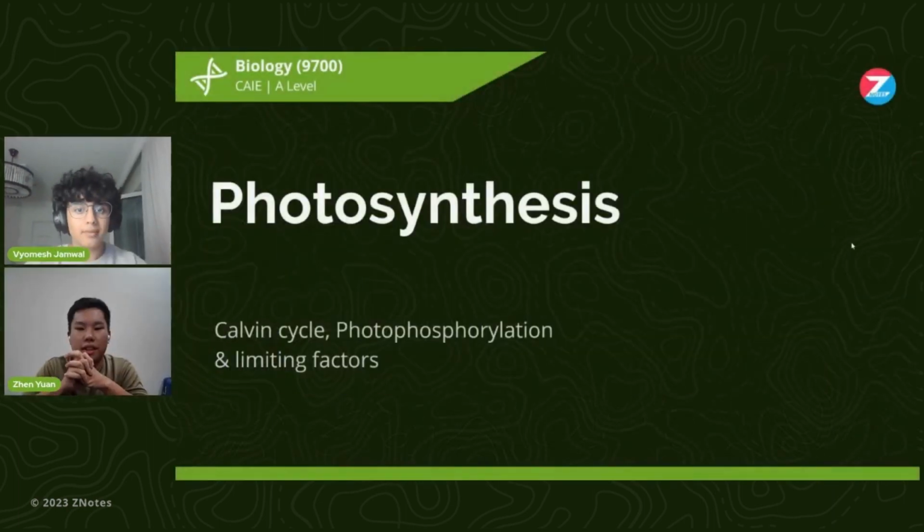Hi guys. So as you said, we will be doing photosynthesis today, which is quite a short topic actually. It's quite a lot shorter than respiration. It's probably the shortest topic of the entire A2 biology syllabus. Today we'll be talking about the Calvin cycle, photophosphorylation, and some of the limiting factors that can affect photosynthesis in plants. So anyway, let's get on to it.